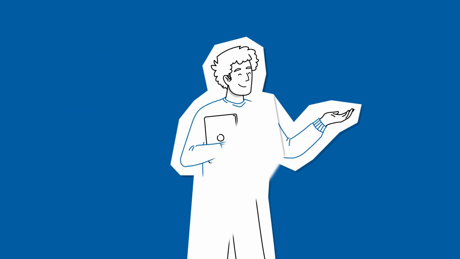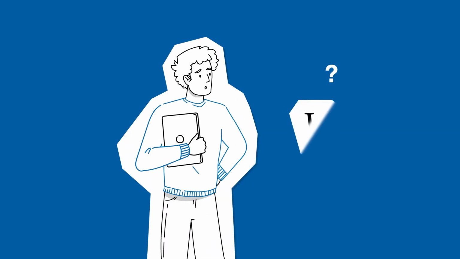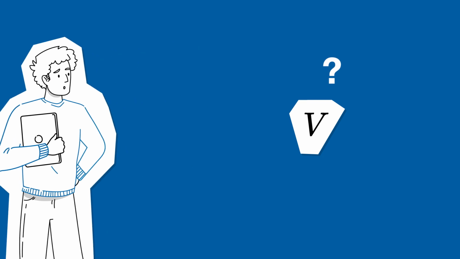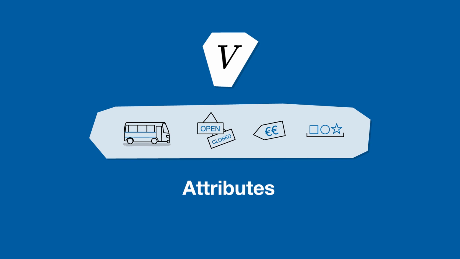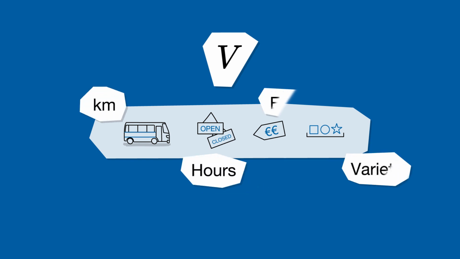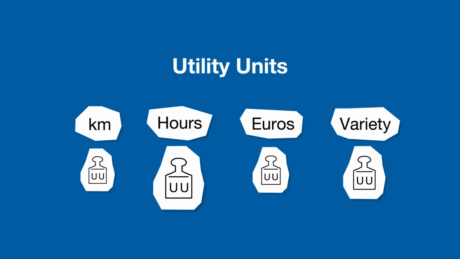Great! Now he can finally calculate probabilities, right? Well, almost. He still needs to find values for V. Let V be the sum of the attributes of an alternative that we can observe, but all of the attributes come in different units. Therefore, we need some weights to transfer the attributes' units into utility units.